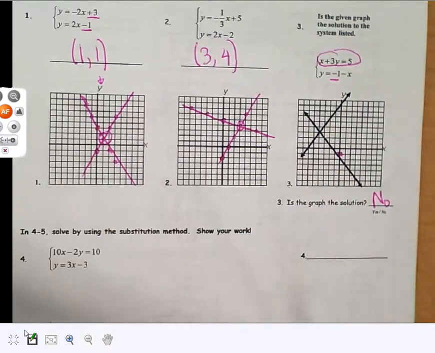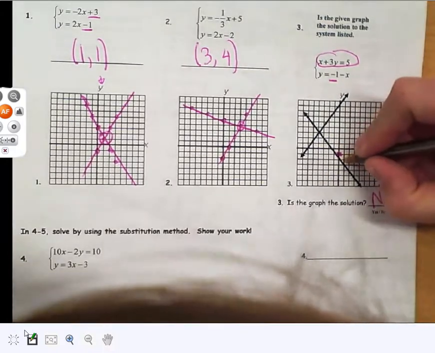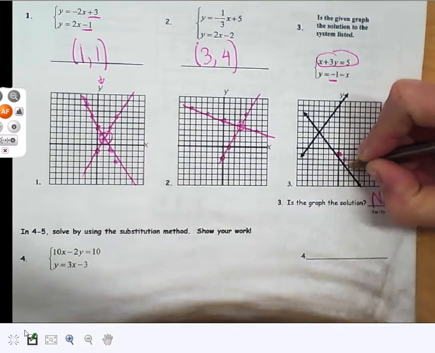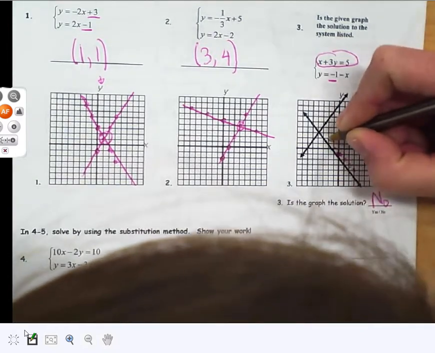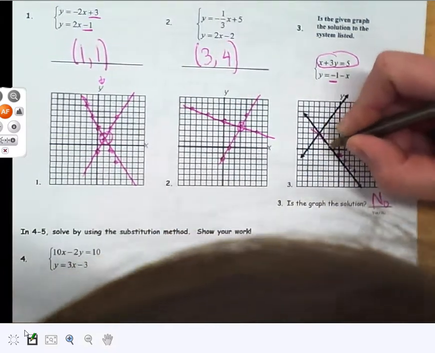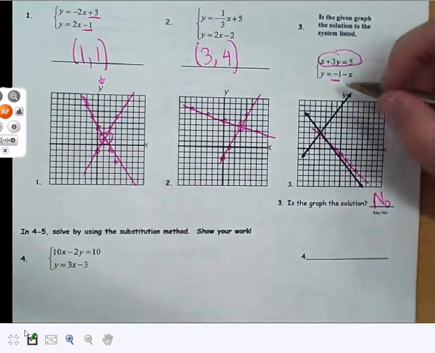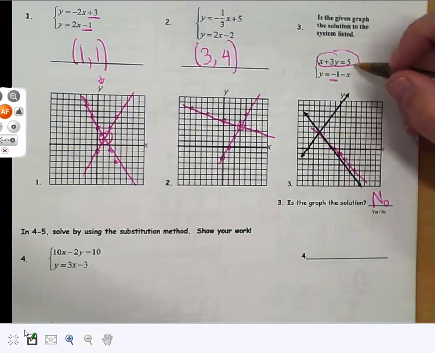So it starts here at negative 1, down 1, over 1. Down 1, over 1. Or up, left, up, left. And then this one, x plus 3y equals 5.